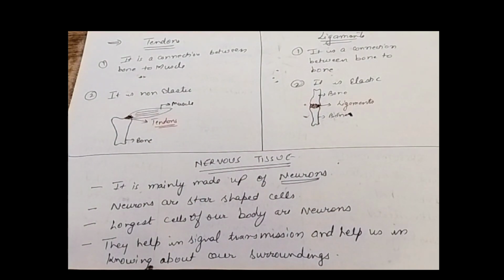Then is nervous tissue. Nervous tissue is made up of special cells called neurons. Neurons are specialized because they are star-shaped cells. When we observe them under a microscope, they appear like a star. Secondly, they are the longest cells of our body and they help in signal transmission and in knowing about our surroundings, or we can say they also provide consciousness to us. Apart from that, neurons are the non-dividing cells of our body. Whatever neurons are formed in our brain, spinal cord and various sense organs are formed just before birth. After birth, neuron formation does not take place.